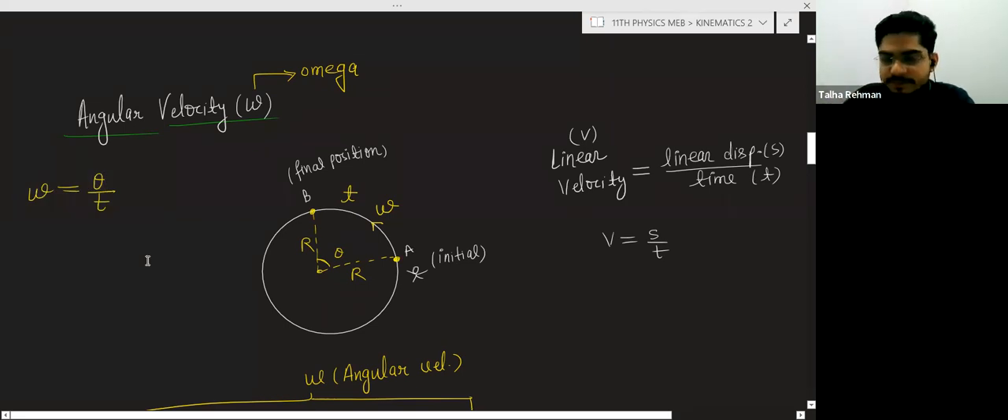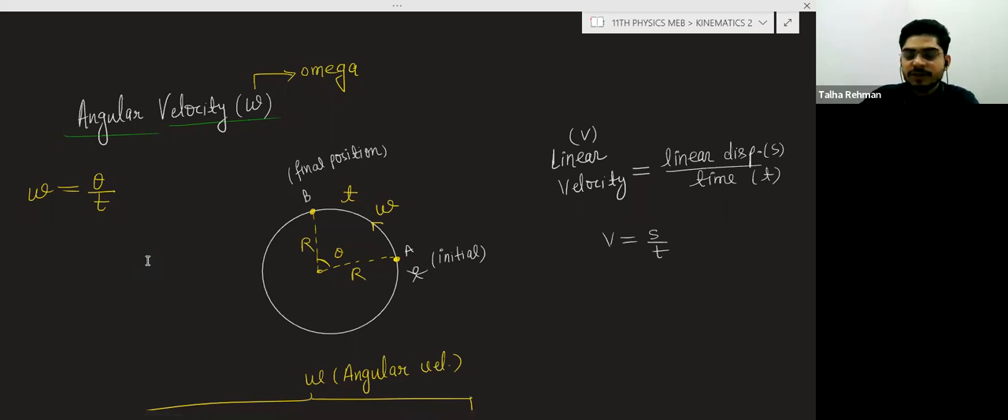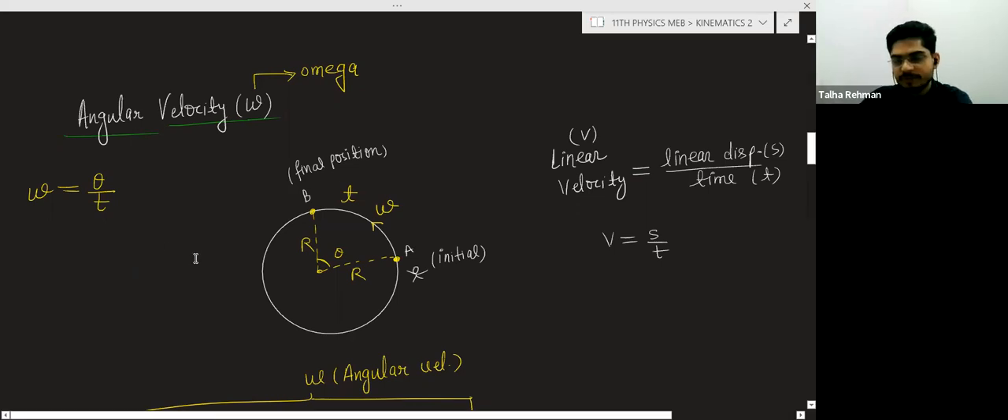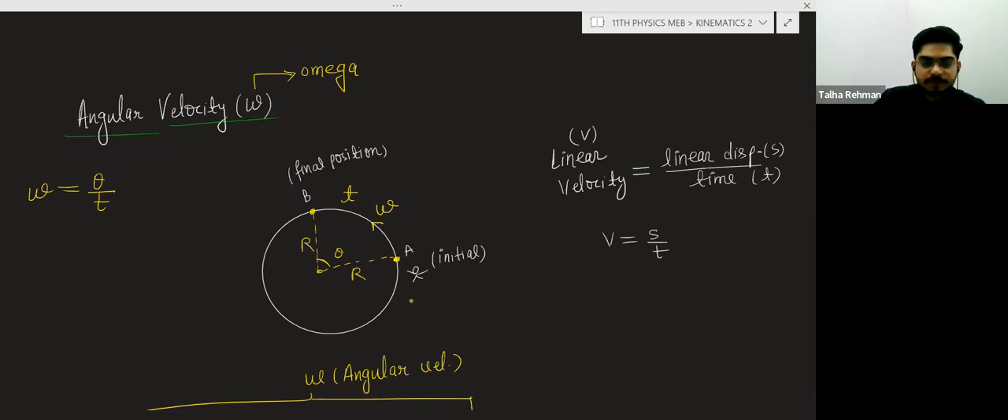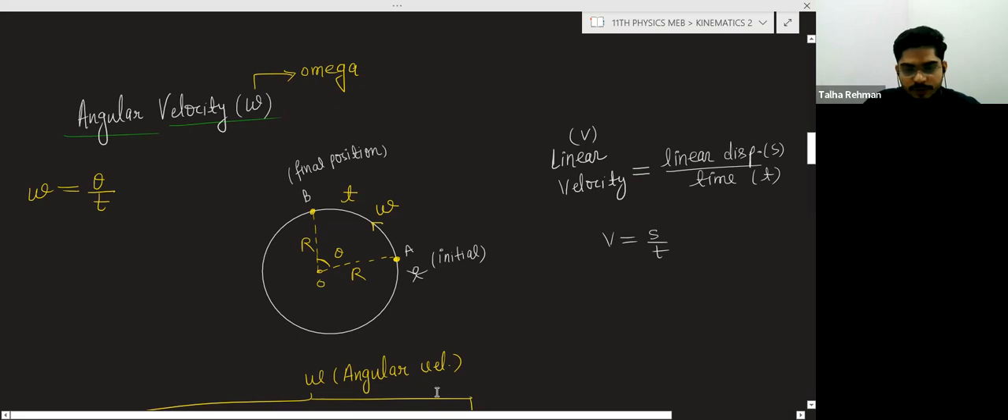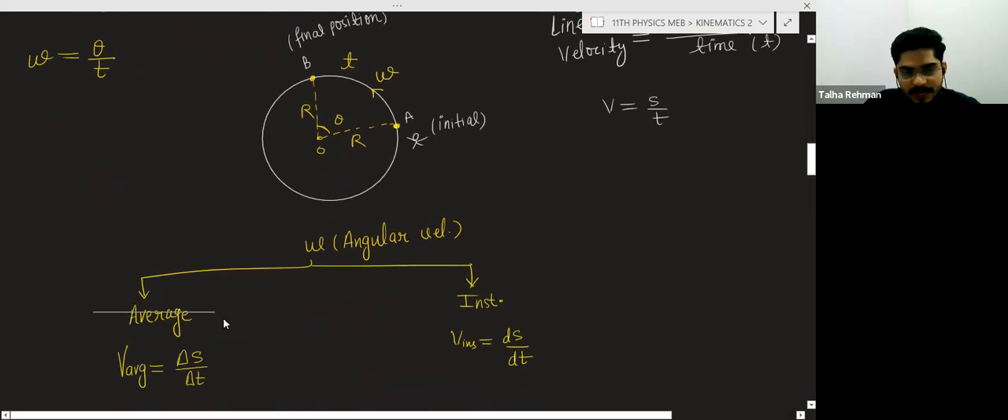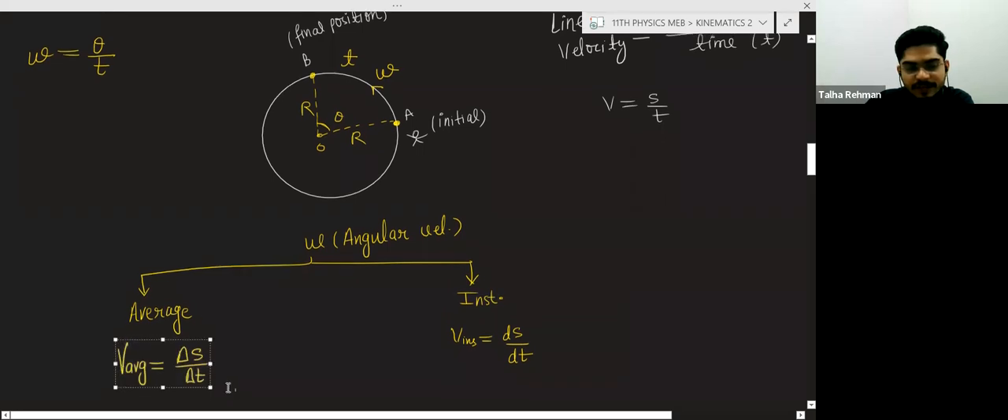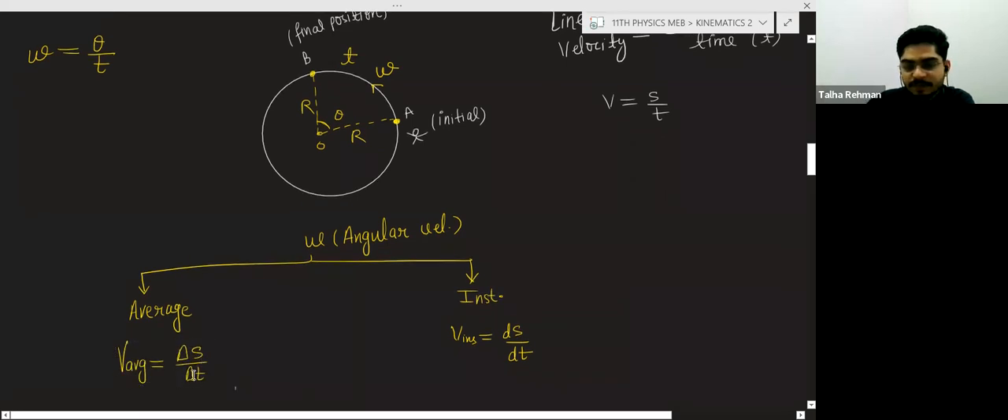Velocity can be measured in two ways, either instantaneous velocity or average velocity. What is the meaning of instantaneous velocity? It is the angular velocity at any instant of time of this person, who is moving on a circle while you are observing the motion from the center. So angular velocity can be average or instantaneous. Average angular velocity is given by delta s divided by delta t.